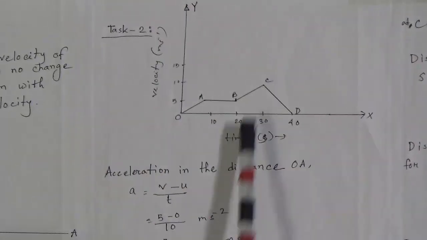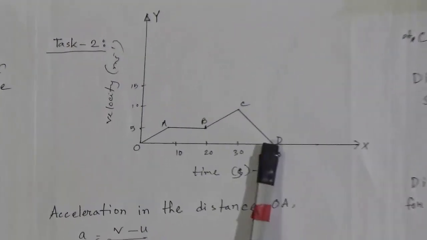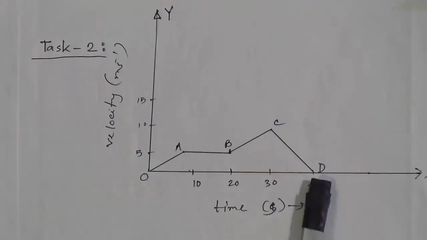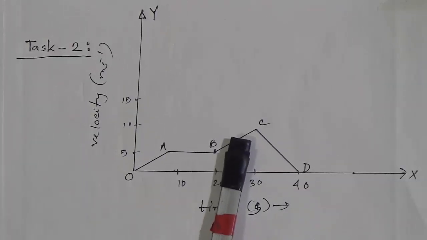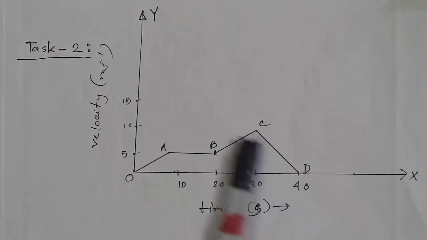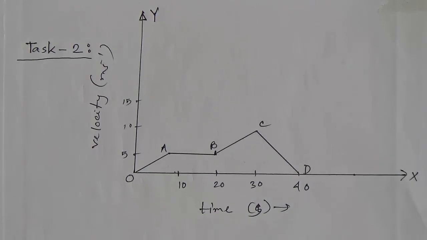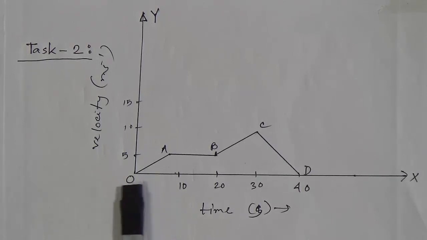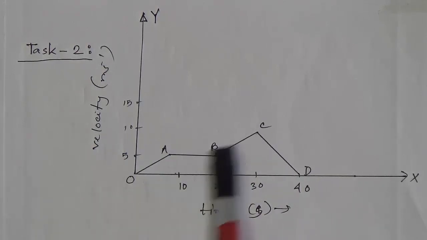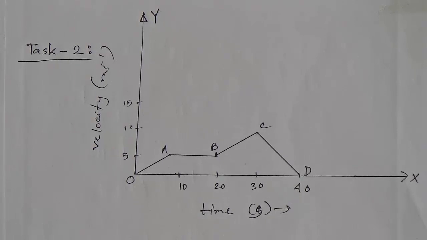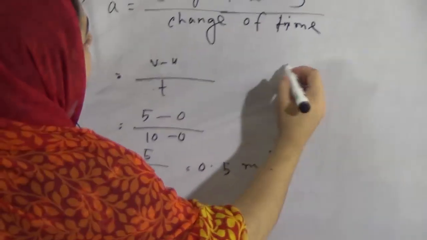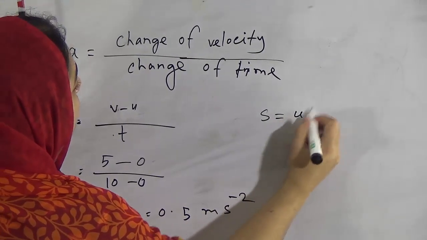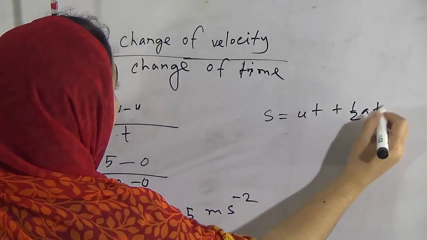My dear students, similarly you have to find out the acceleration, that means the deceleration, of CD. From this figure we can see that at CD deceleration occurs. So after finding the acceleration at OA, AB, BC and CD, we have to find out the distance. Now we will find out the distance at OA. At OA the distance will be S equals UT plus half AT square.